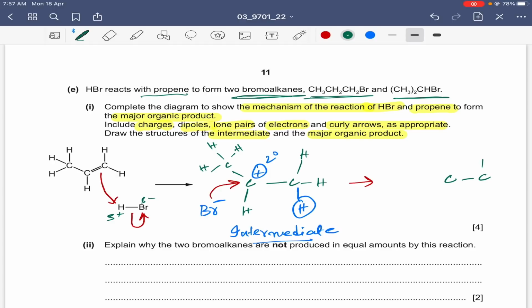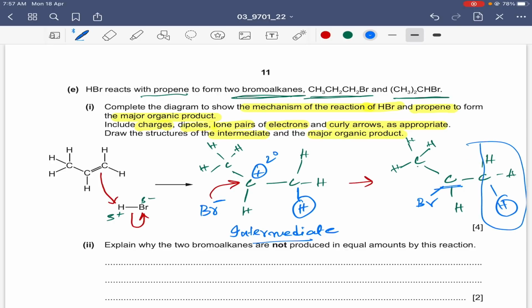All right, so now we have a Br attached to this carbon and an H attached to this carbon. So this carbon is attached directly to two methyl groups, a CH3 and a CH3, and a Br. So this is the major product, right?